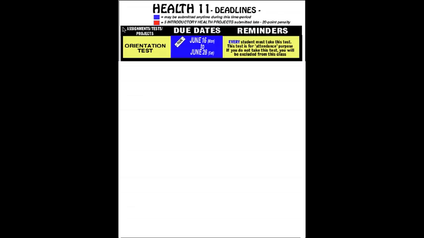The first thing I want to show you is the orientation test, one of the quizzes that's required. You see the heading across the top, which lists in this column the assignment, the test, the project. The next column will be the due dates and the time period in which you may submit a project, quiz, or assignment. And in the third column, you'll see reminders.